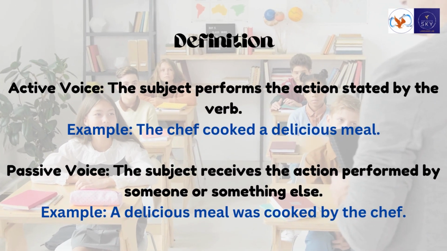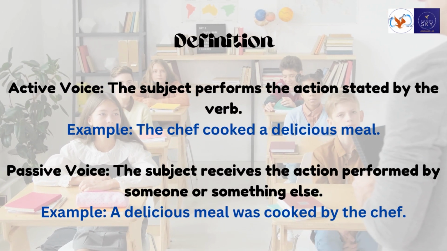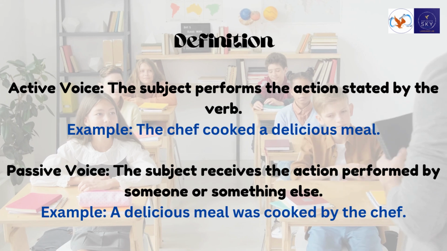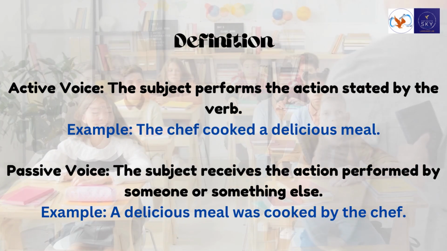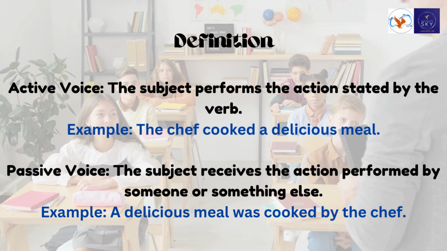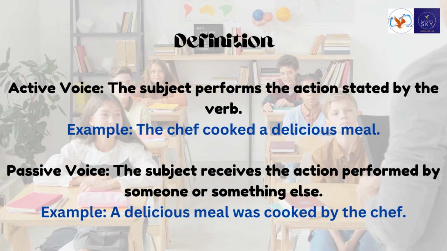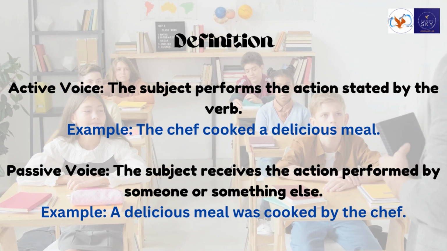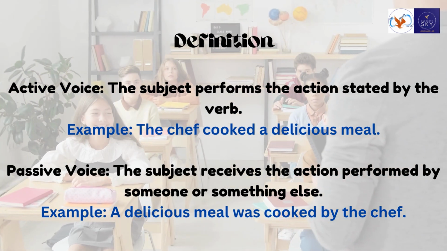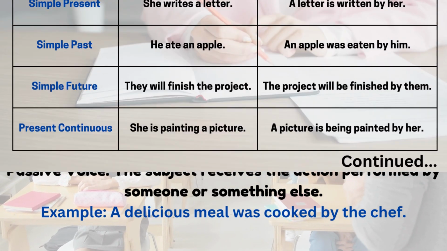To understand its definition, observe these examples. The chef cooked a delicious meal. A delicious meal was cooked by the chef. See the difference? In the first sentence, the chef is actively doing something. In the second, the meal becomes the focus.